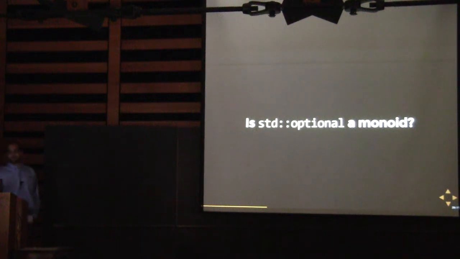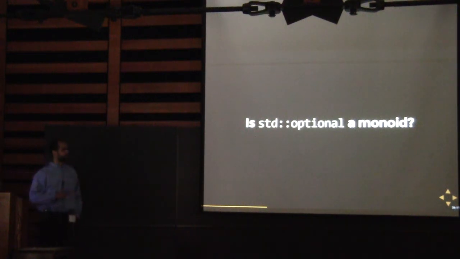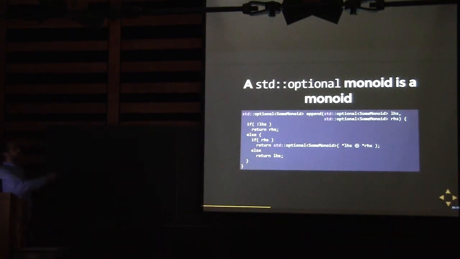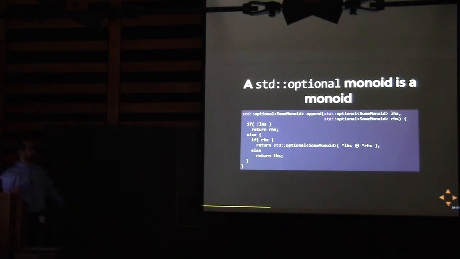So there are actually a couple ways that it can be a monoid. So if you happen to have an optional monoid, then the optional monoid is a monoid, right? And you can implement it like this. If the left-hand side is empty, then you just return the right-hand side. Otherwise, if the right-hand side is non-empty, that means both sides are non-empty, you just apply the monoid operation on the thing inside the optionals and wrap that into an optional. Otherwise, you just return the left-hand side.